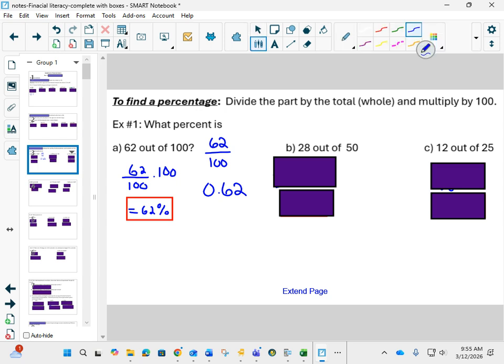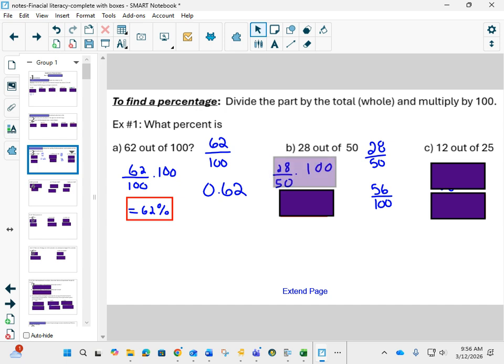28 out of 50 on a test would show up like this. You got 28 out of 50. Does anybody see a trick to figure this one out without a calculator? You multiply the 50 by 2. You can multiply both by 2. This would give you 56 out of 100. Sneaky. And you would get 56%. So again, you could type this into your calculator. You could do 28 out of 50, get a decimal, then multiply it by 100 and change it back to a percentage.